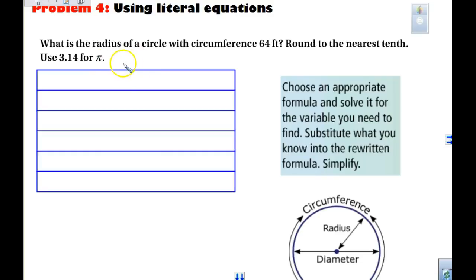Go ahead, Rita. What is the radius of a circle with circumference of 64 feet? Round to the nearest tenth. Use 3.14. First thing it says, choose the right formula. They tell us circumference. So if you turn back to that first page of your notes, if you don't remember from last year, circumference is equal to, the formula is, no one want to read it?